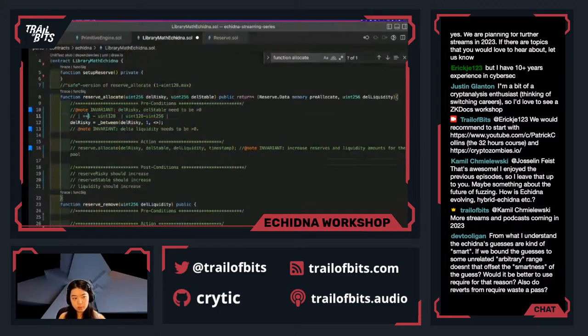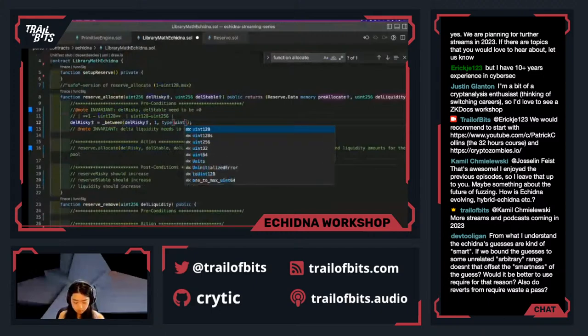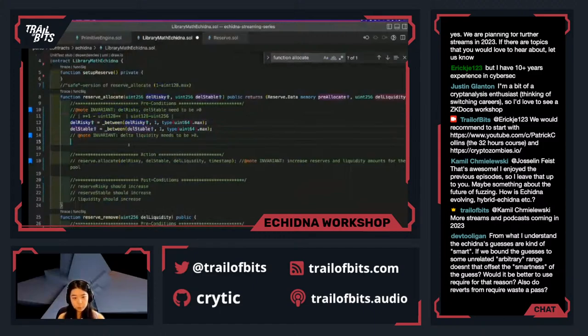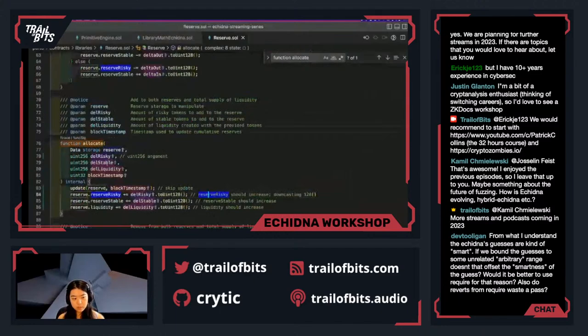So we're going to be focusing on this particular bound, which means we can then just bound del risky. Now this will guarantee that del risky is always between 1 and the maximum U128. We can do the same thing for del stable, which brings us to the point that delta liquidity needs to be greater than zero. But at this point, we don't actually know what delta liquidity is, because if we look at the reserves, del liquidity is something that's calculated elsewhere and sent in.